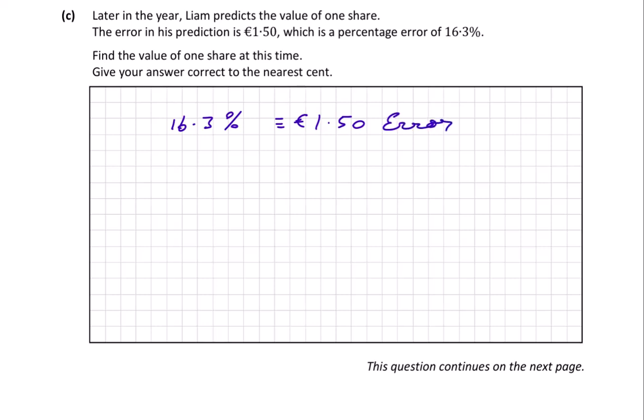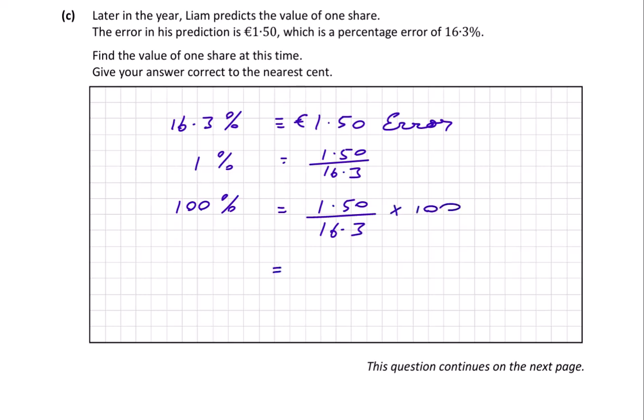Now what we want is the 100%. So what we do is we're going to go down to 1% and then we're going to go up to 100%. We want to know the value of the actual share at that time. So to go from 16.3 down to 1, divide 16.3 by 16.3, it'll give you 1. So divide the 150 by 16.3. And then if you want to go from 1 up to 100, you multiply 1 by 100. So do the same on the other side. So it's 150 divided by 16.3 times 100. So when you do that, you get a share value of €9.20.